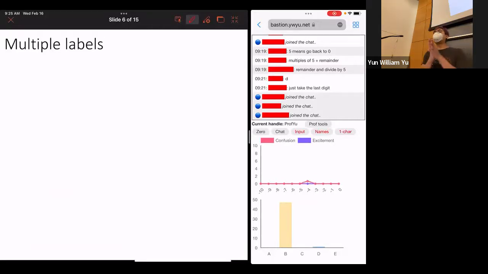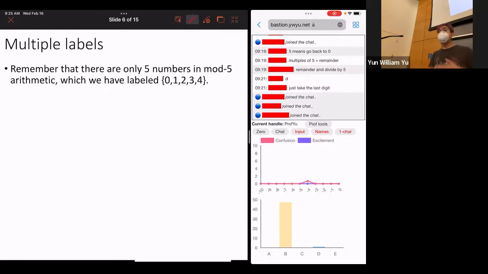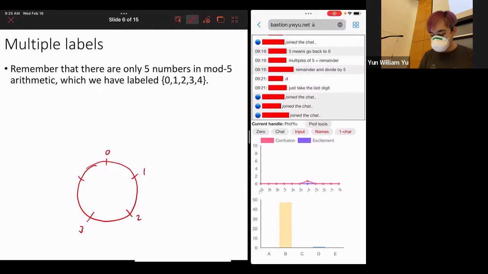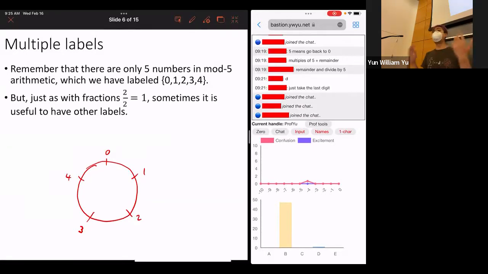Okay, the other thing I want to emphasize is these are just labels. So remember, there are only 5 numbers in mod 5 arithmetic. We happen to have labeled them 0, 1, 2, 3, 4. But just like with the ordinary numbers, you can sometimes have different labels for the same number. 2 over 2 is another label for the number 1, right? If you're talking about fractions.